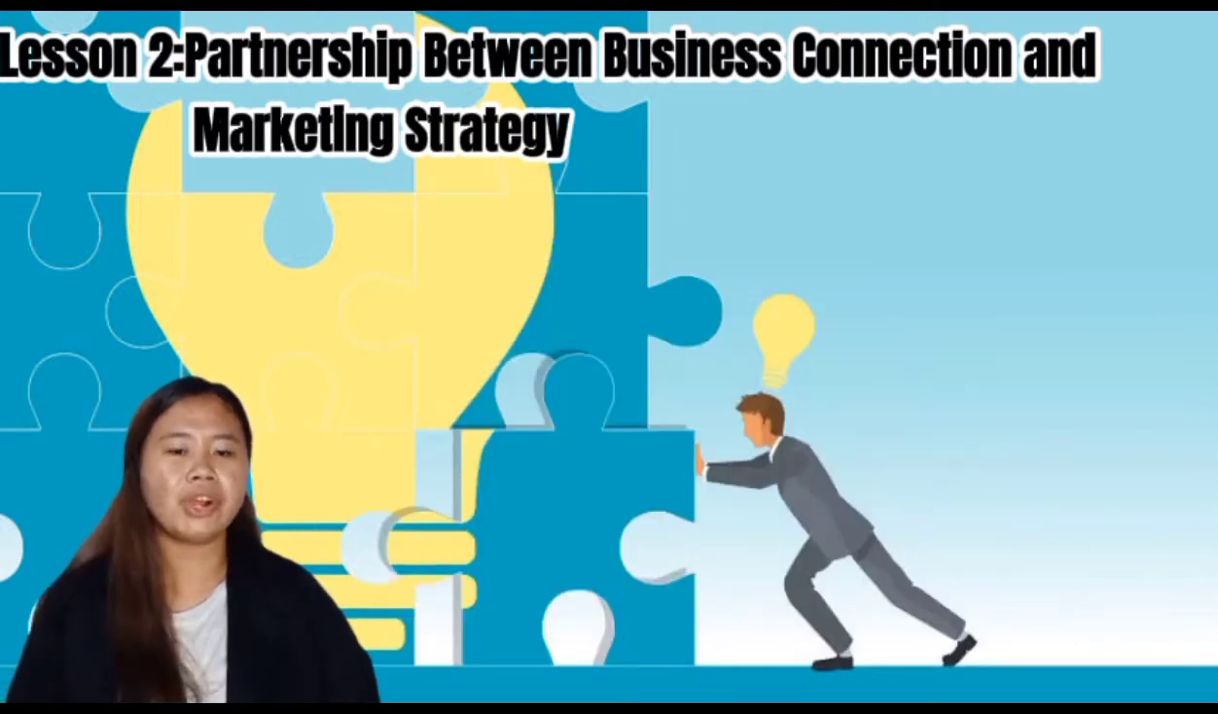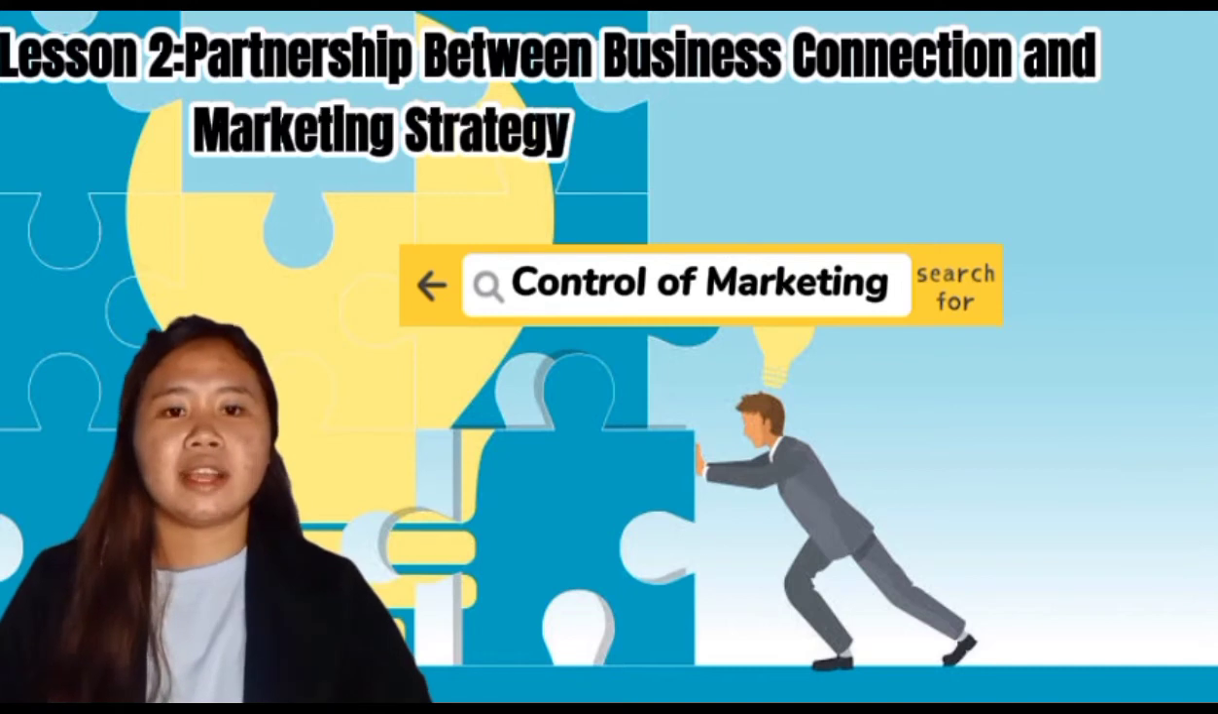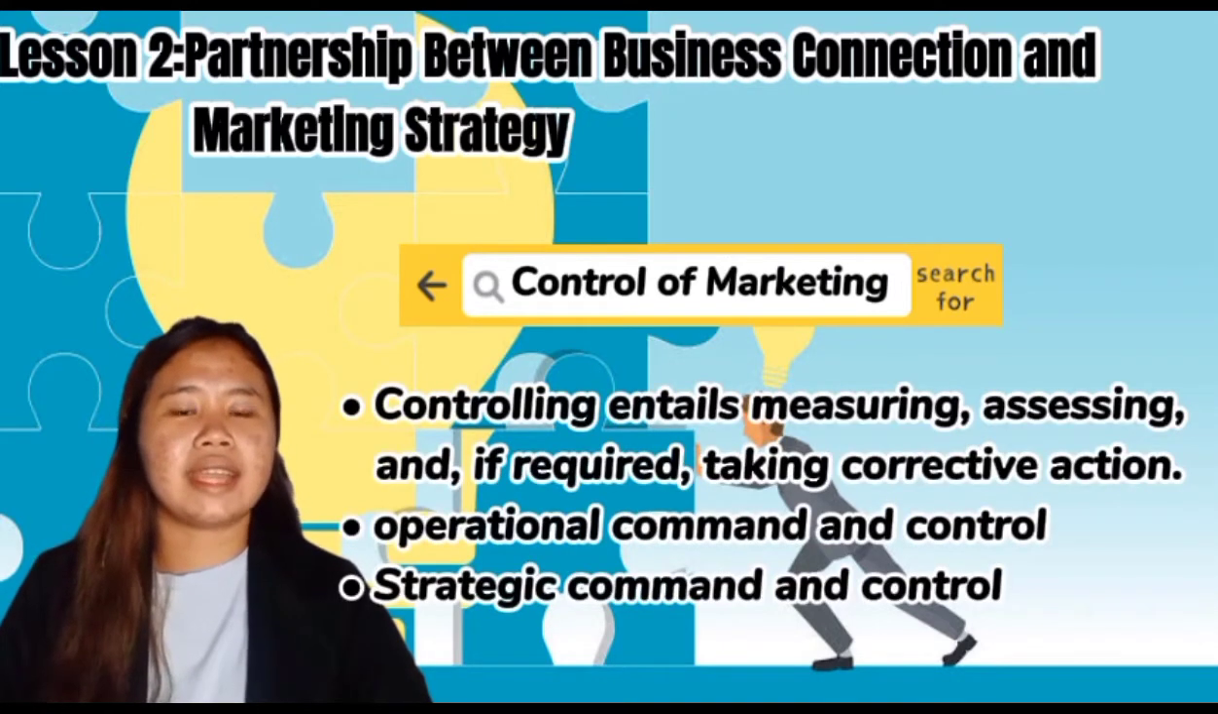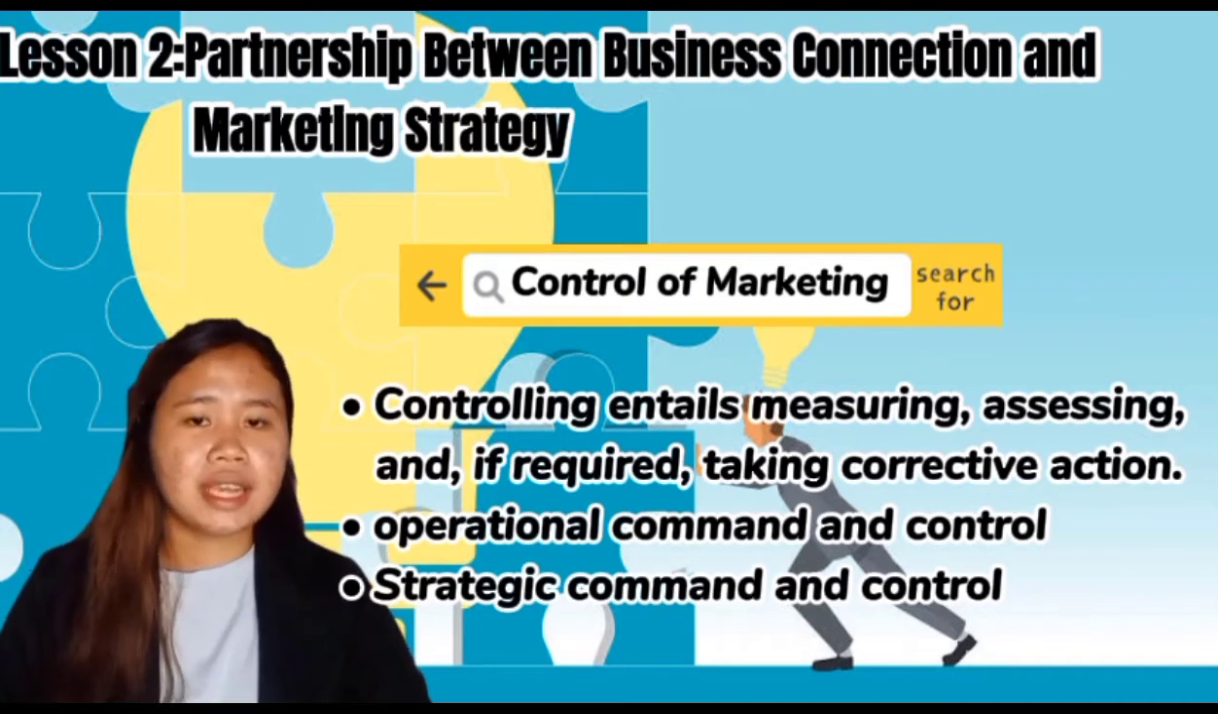We have here four organizations that we need to consider, which are the functional organization, geographic organization, product management organization, and market or customer management. Control of marketing. Controlling entails measuring, assessing, and, if required, taking corrective action. Operational command and control, strategic command and control.